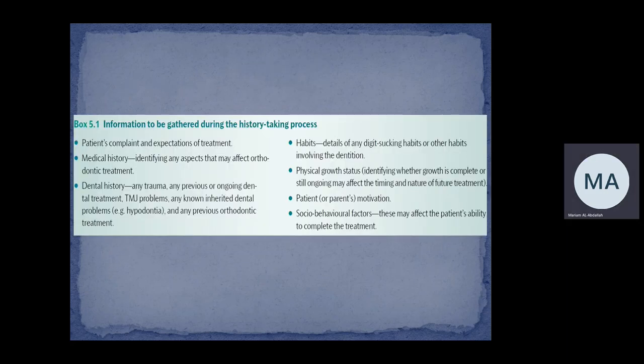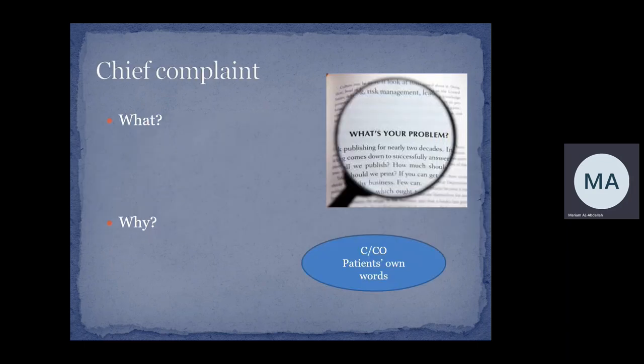So this table or box is from your chapter, and it's talking about the information needed to be included in the history taking. Patients complaint, medical history, dental history, habits, physical growth status, patient's motivation, as we said, and socio-behavioral factors. Chief complaints should be recorded with the patient's own words. Okay, don't put words into the patient's mouth. Don't suggest anything at this stage. You need to know exactly what is the patient's perception to the problem.